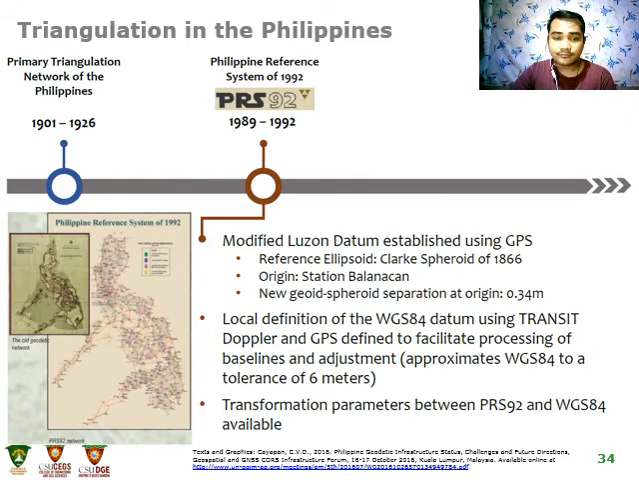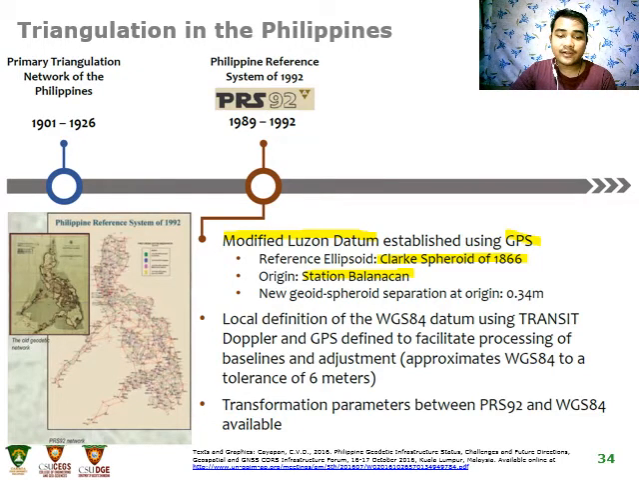Next is the Philippine Reference System of 1992, or what we call PRS 92. So these are the modified Luzon datum established using the global positioning system rather, no. And its reference ellipsoid is Clarke Spheroid 1866. The origin is Station Balanacan, which is located at Marinduque.